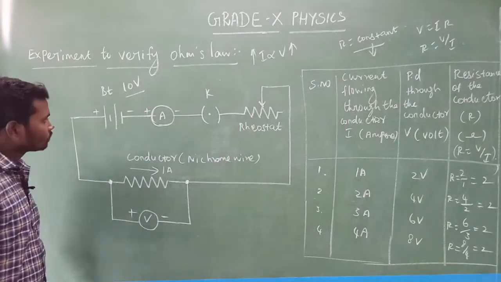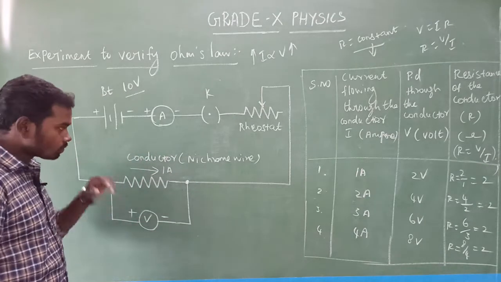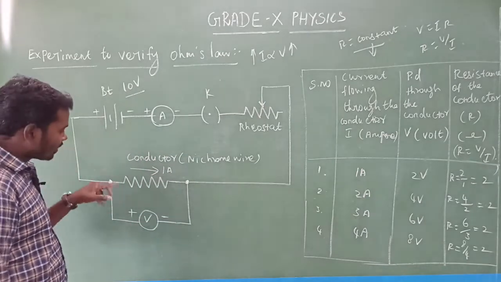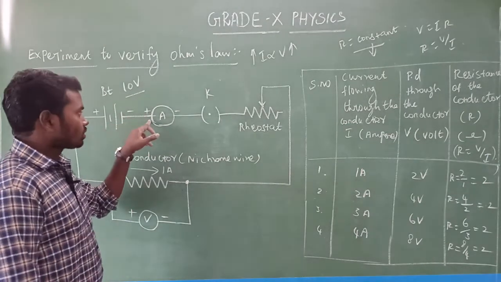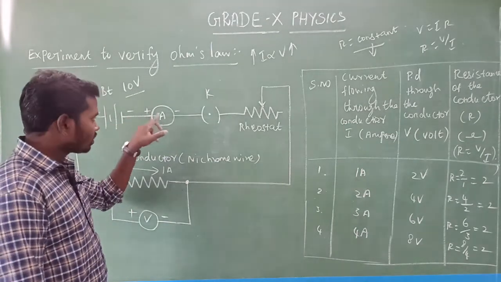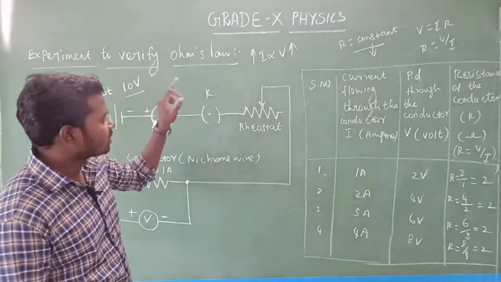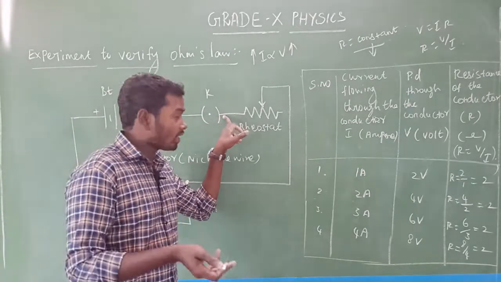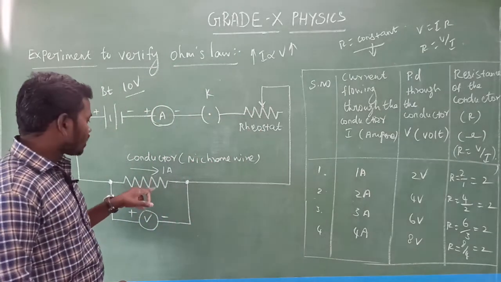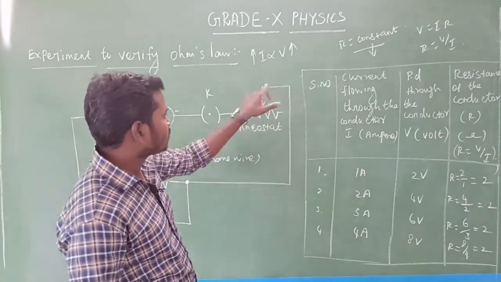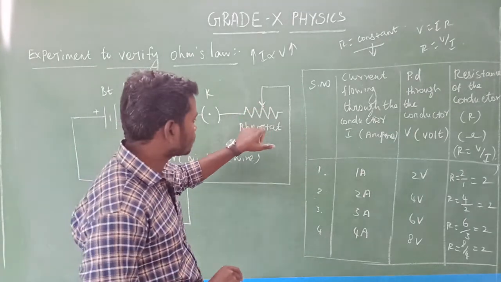I will repeat again. So this is Ohm's law circuit. The battery positive terminal is connected with one end of the conductor, and this battery negative terminal is connected with the positive terminal of the ammeter, and the ammeter's negative terminal is connected with the key. Then the key's other end is connected with one end of the rheostat. So next, this conductor's other end is connected with the top slot of this rheostat.